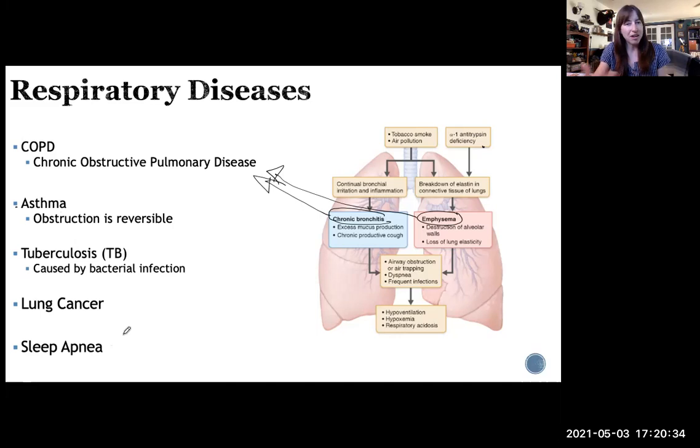Sleep apnea is another respiratory disease, when the upper respiratory tract collapses. Namely, it's usually the naso and the oropharynx that collapses when you're trying to sleep. That is like an external, an anatomical reason for that to happen. Snoring is the result of that.